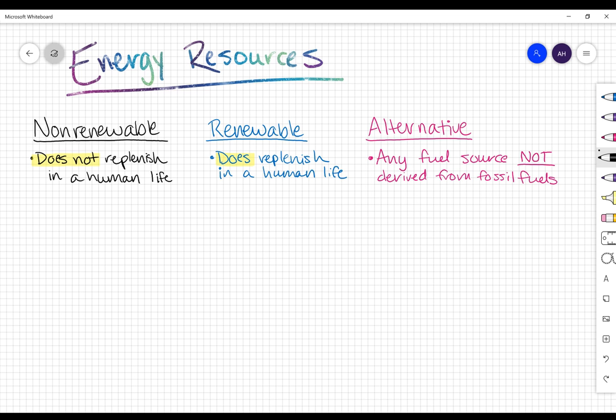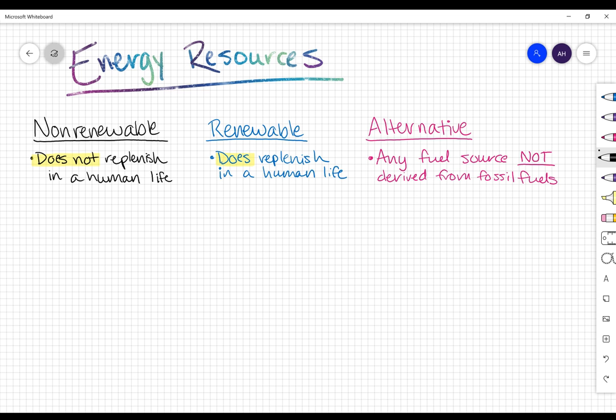But the exact opposite of that would be renewable resources. They will replenish within a human lifetime. So if I go outside, cut down a tree, and burn it for firewood in my fireplace, then it's going to grow back. It will grow back in my lifetime. If I plant another tree out there the same day I cut one down, it will grow back in my lifetime. Now, that's just one example. There's a bunch of renewable resources, okay? I'm just trying to explain what that means, okay?